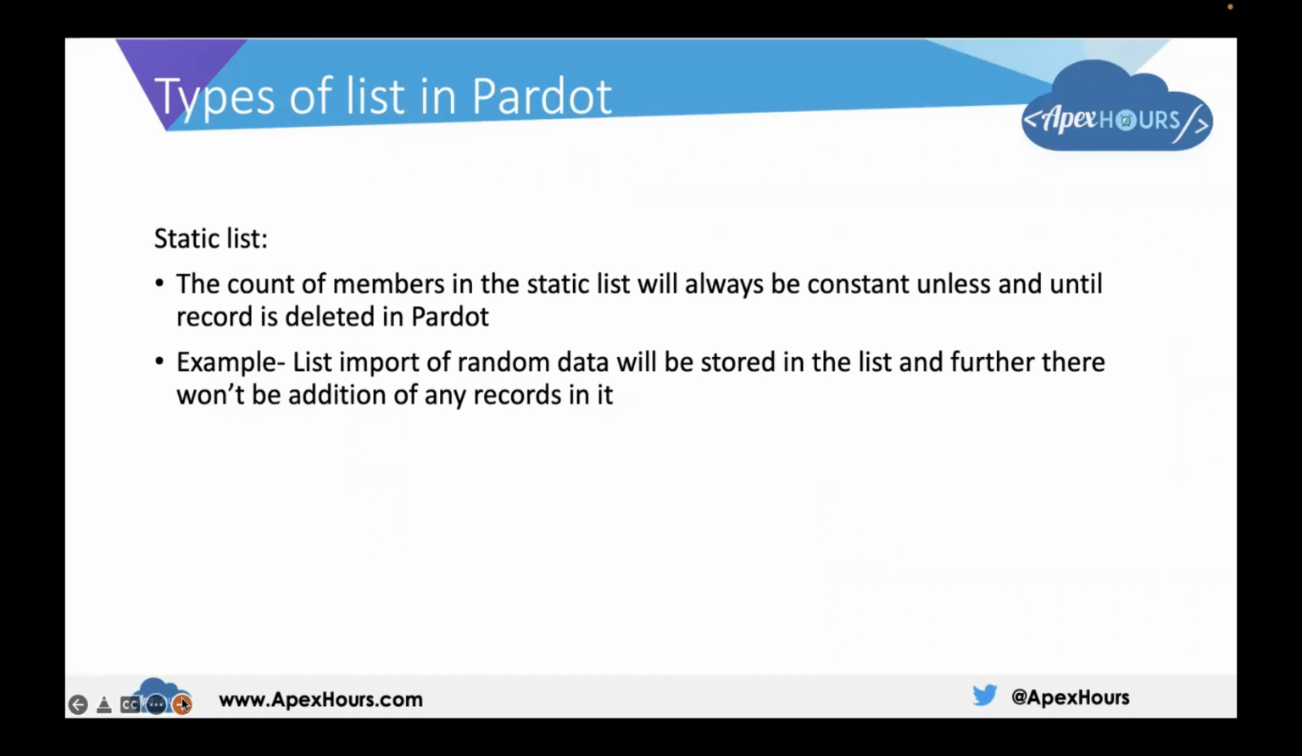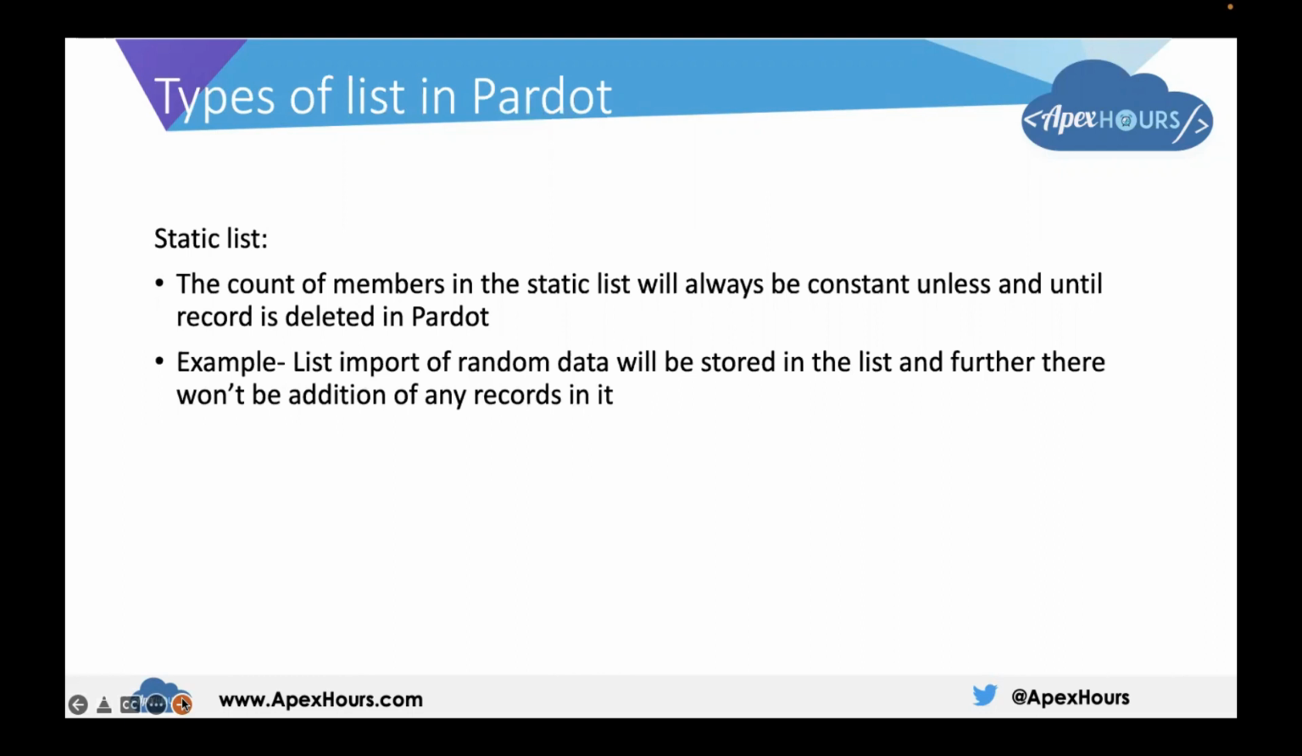Next is types of lists in Pardot. There are two types of lists in Pardot. One is the static list, another is the dynamic list. Let's cover the static list first. Static list means the count of members in the static list will always be constant unless the record is deleted in Pardot. A simple example of a static list is a list import: random data will be stored in the list and further there won't be any addition of records to it. So the number of records in this list will always be constant unless we delete the records.